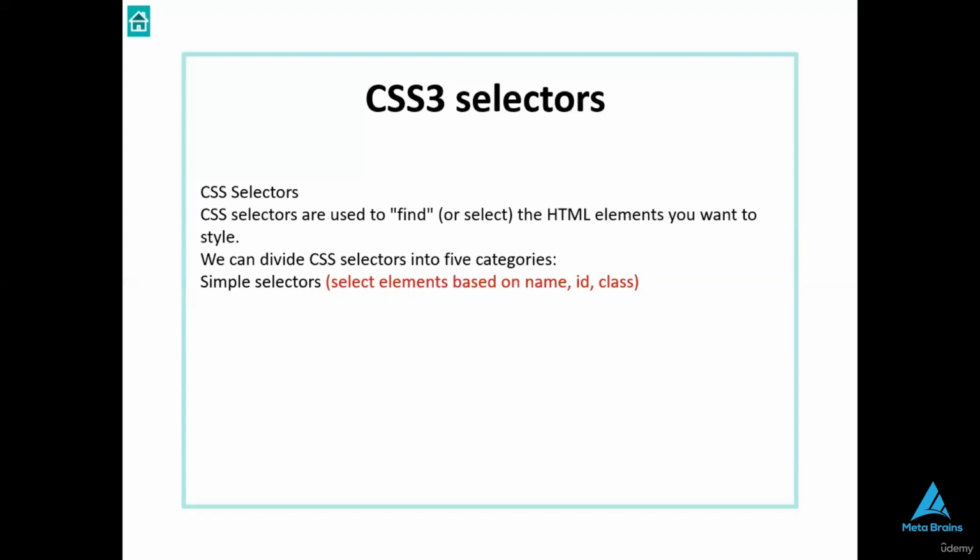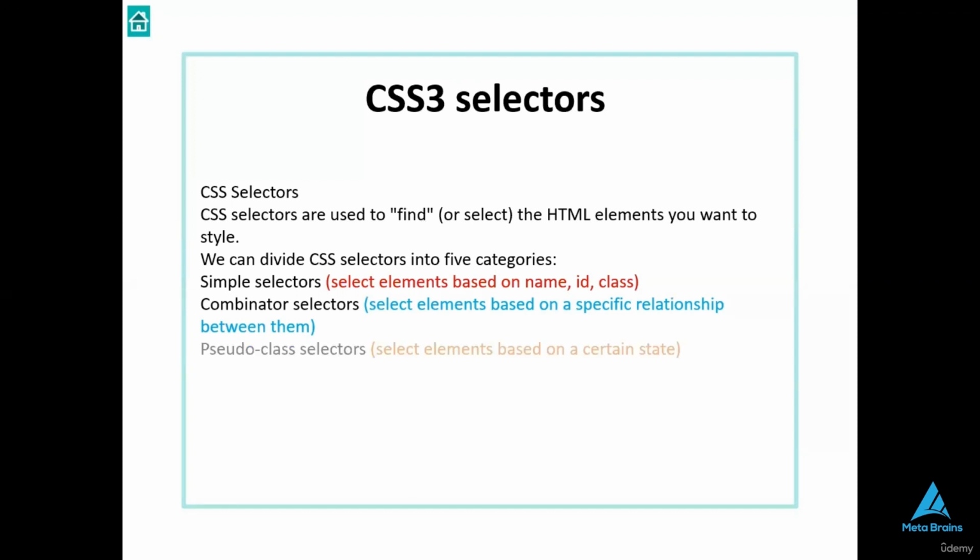Based on the type of element, like class or ID. With simple selectors, we can, for example, select tags like h1, h2, paragraph tag, the div tag, and so on. Next, we have the combinator selectors. So they have unique names and they select elements based on the relationship between them. Next, we have the pseudo class selectors. So they are advanced selectors and select elements based on a certain state. So we'll discuss them later in the lesson.